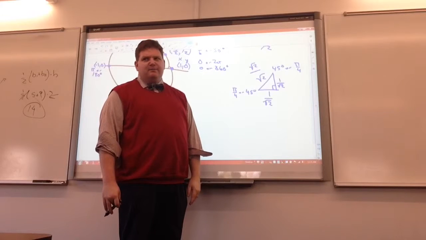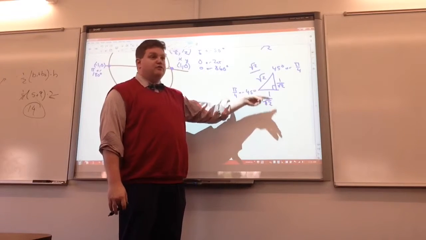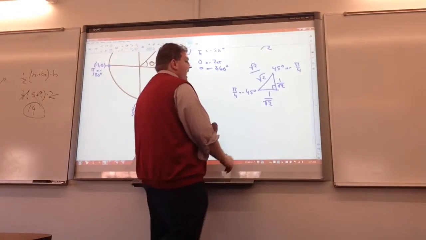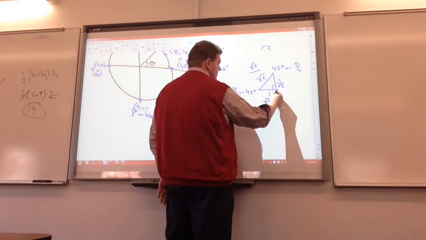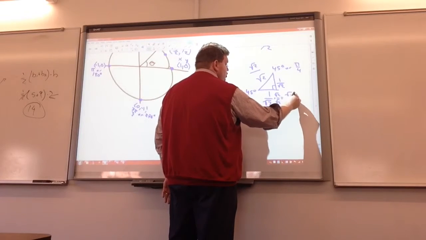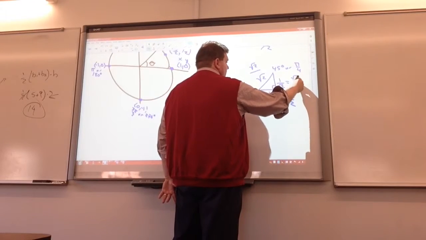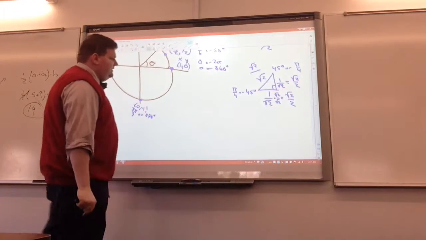We don't want a radical in the bottom, so we have to rationalize it, which means we multiply it by root 2 over 2 to get the answer as root 2 over 2, like so. So this is also root 2 over 2.